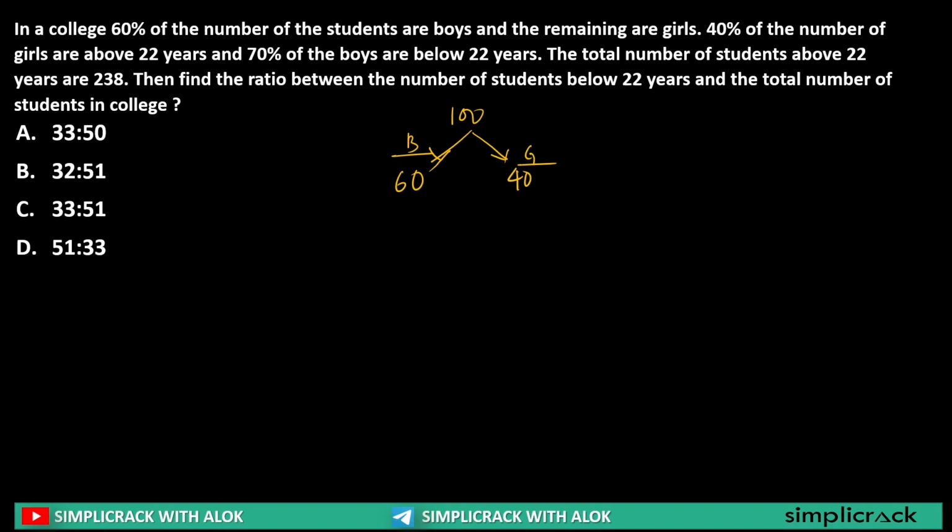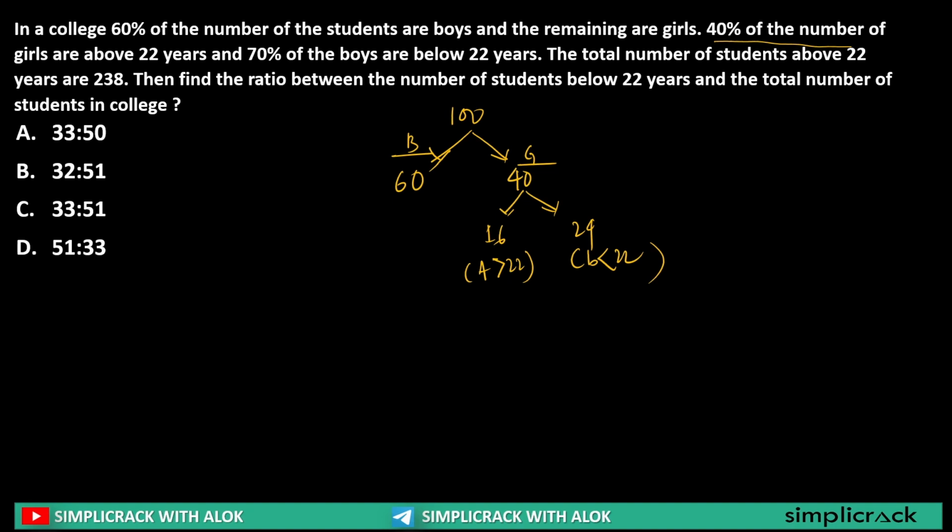See, in such questions, wording is really important. All these questions are easy. You need to read the questions carefully. 40% of the number of girls are above 22. So 40% of 40, that is 16 students, are above 22. So how many below 22? 24 are below 22. That's correct? Yes, sir, it is correct.